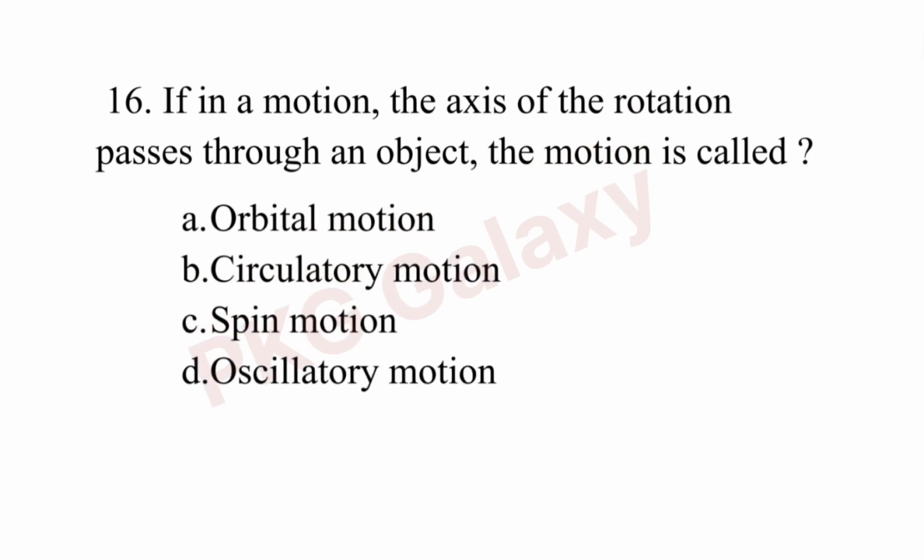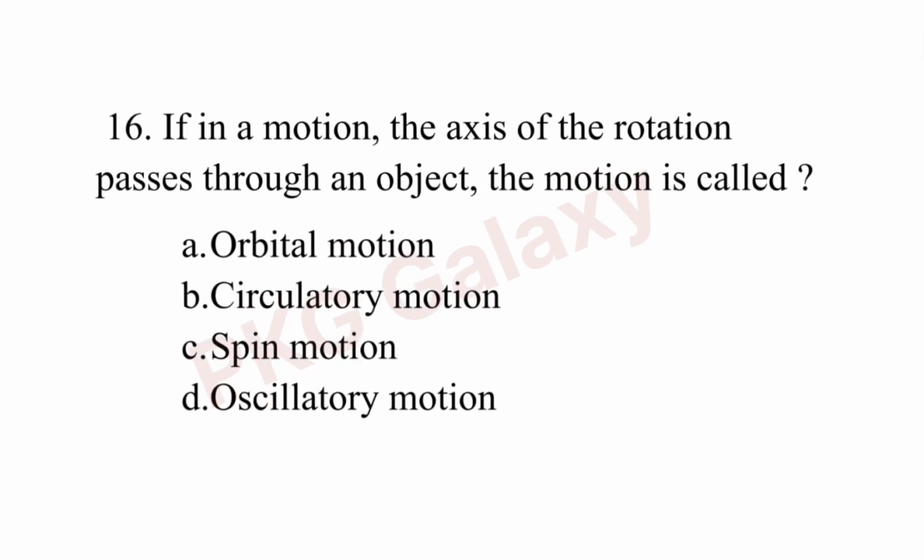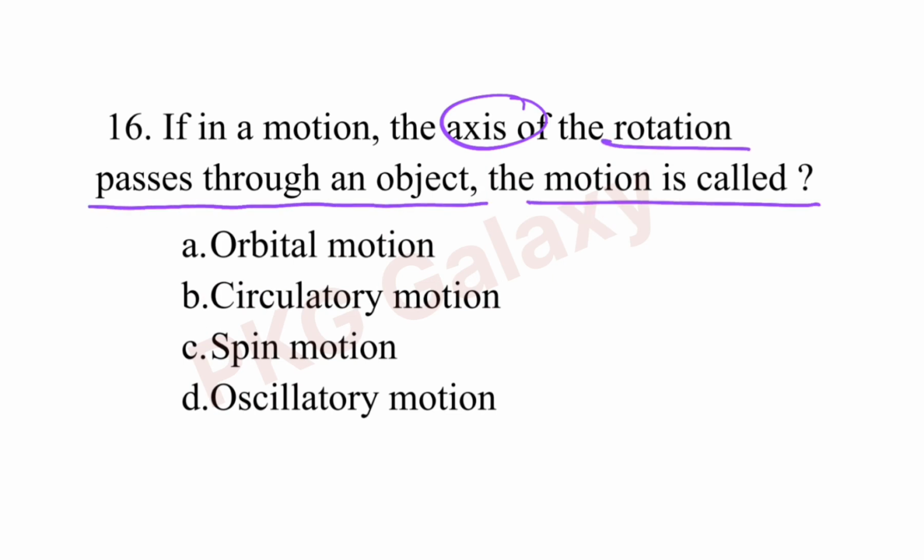Next question. If in a motion the axis of the rotation passes through an object, the motion is called option A, orbital motion. Option B, circulatory motion. Option C, spin motion. And option D, oscillatory motion. The correct answer is option C. It is spin motion.